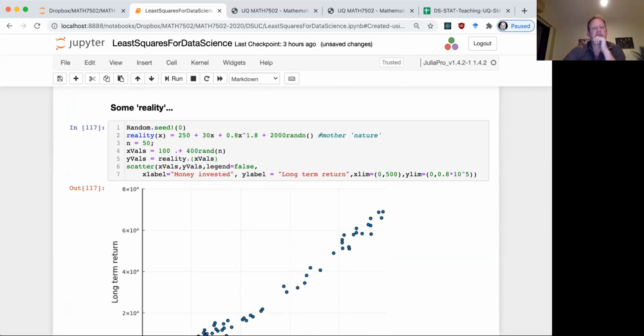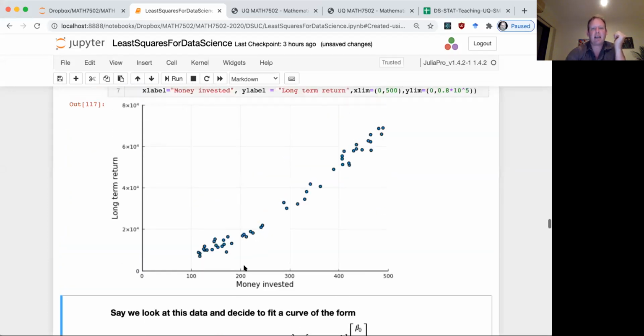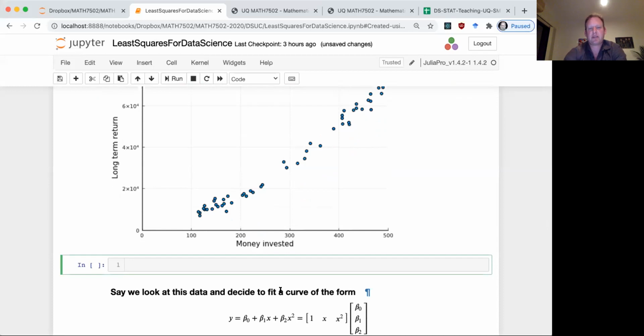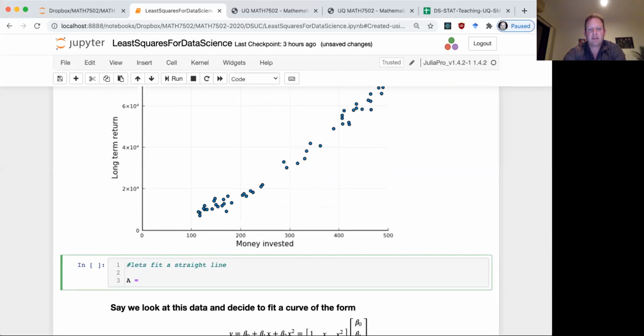So now let's do some least squares data fitting for this data. Before I get to what's below, I'm just going to fit a line through this cloud of points. Stop me if there are any questions. I'm going to call A the matrix. Let's make our own design matrix. Let's fit a straight line, and this is the design matrix.